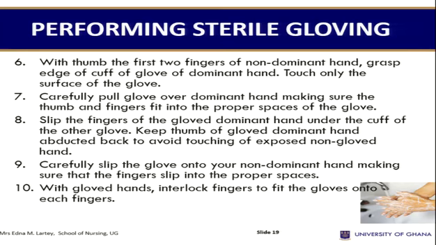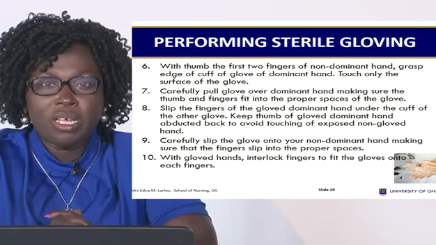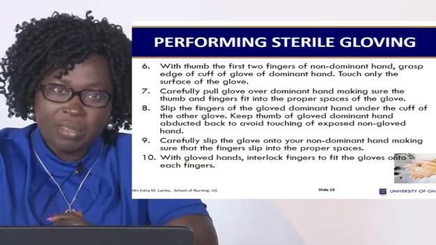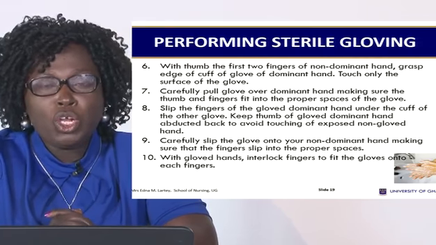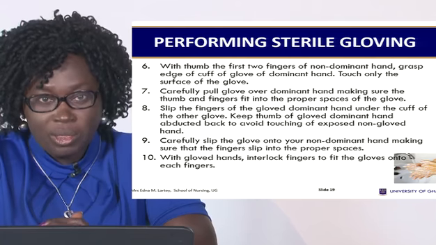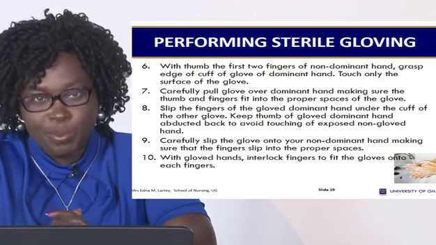of the dominant hand. Touch only the surface of the glove. Carefully pull the glove over the dominant hand, making sure the thumb and fingers fit into the proper spaces of the glove. Slip the fingers of the gloved dominant hand under the cuff of the other glove. Keep the thumb of the gloved dominant hand abducted back to avoid touching the exposed non-gloved hand. Carefully slip the glove onto your non-dominant hand, making sure the fingers slip into the proper spaces.